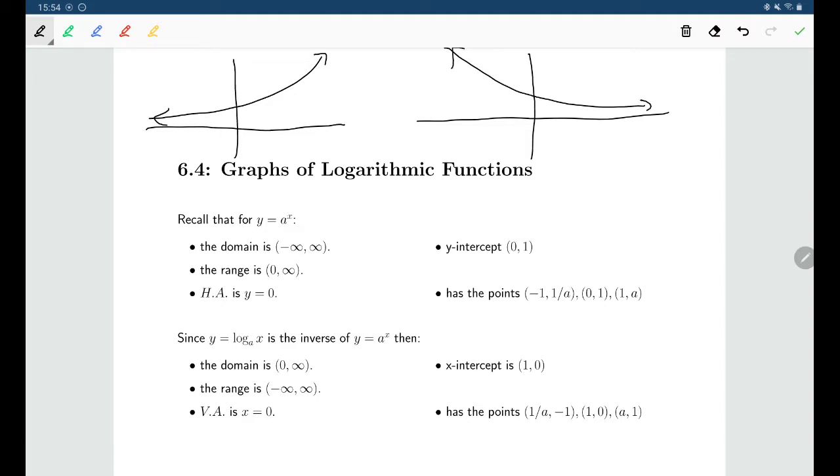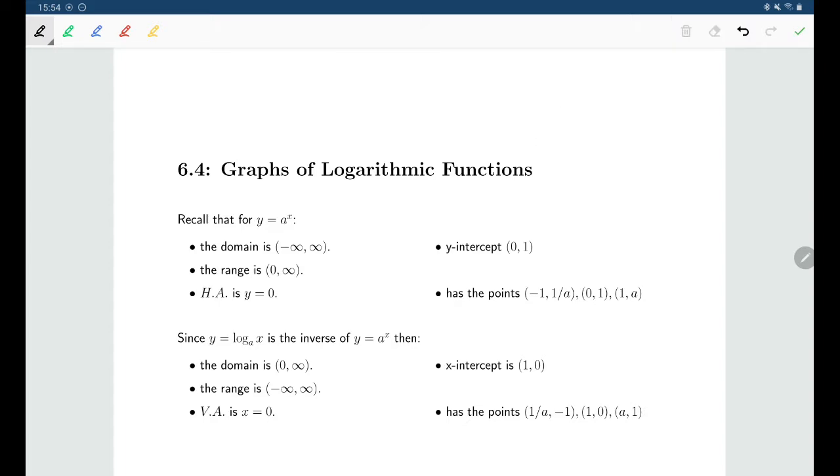We also had all these properties that we had for our exponential functions. We knew that the domain was all real numbers, the range was positive numbers, we knew that we had a horizontal asymptote, y equals 0, we knew that we had a y-intercept. We also know that there was no x-intercept. We had those 3 good points. So we knew lots of things about the graph of anything to the power of x.